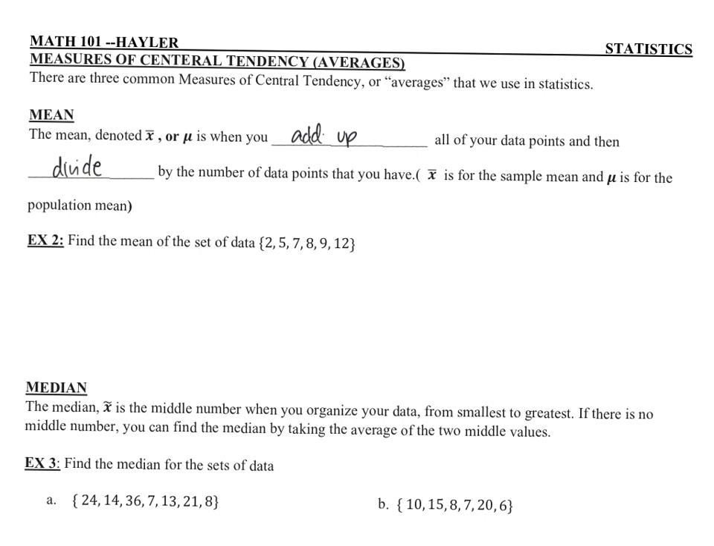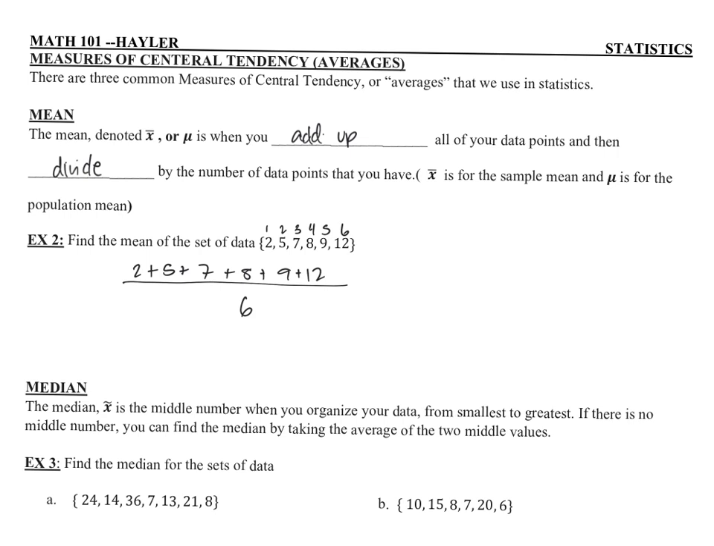Okay, example 2. Find the mean of the set of data 2, 5, 7, 8, 9, and 12. So how do we find the mean? Well, we add all these up: 2 plus 5 plus 7 plus 8 plus 9 plus 12. And then we divide by what? Well, by the number we have. We have 1, 2, 3, 4, 5, 6. Divide by 6. Okay, go ahead, pause the video, try to calculate that by yourself, and check in with me in a second.